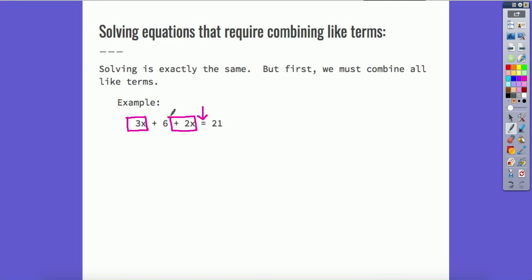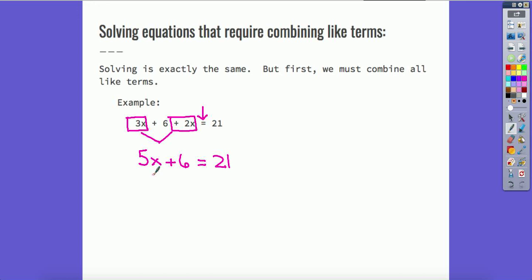So I've got 3x plus 2x. I'm going to take care of that first. Those are my variables, and now I have 5x. The plus 6 is left, equals 21. So all I did was I combined some like terms on the left side of my equal sign right here. Everything else has stayed the same.